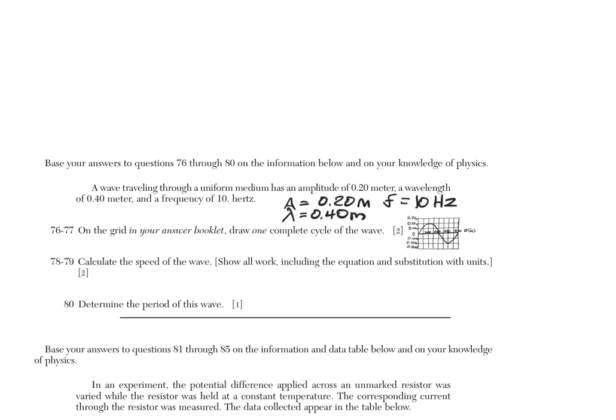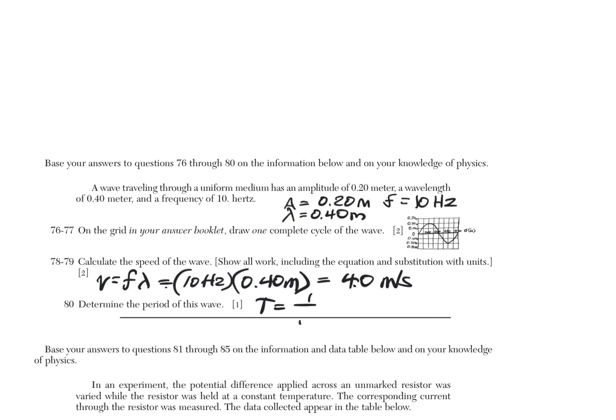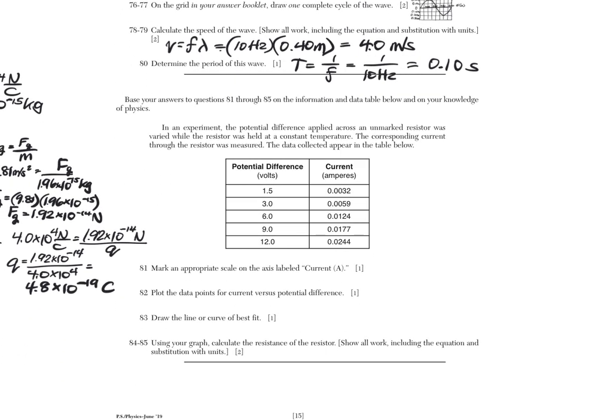Calculate the speed of the wave. Call it V equals F lambda. So that's going to be 10 hertz times 0.4 meters, and that is 4 meters per second. Pretty basic. And then determine the period of the wave. Period we know is 1 over the frequency. We have the frequency is 10 hertz, and 1 over 10 is 0.10 seconds. Not too shabby. All right, and then the last question set deals with a graph.